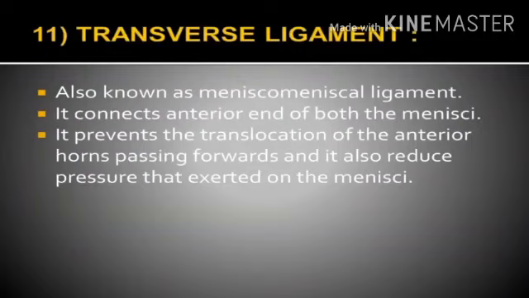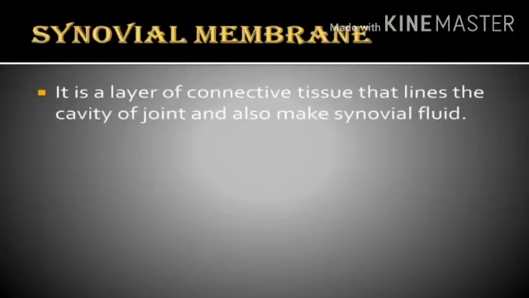Transverse ligament, as the name says, lies transversely. It is also known as the menisco-meniscal ligament because it connects the two menisci together. It connects the anterior ends of both menisci. It prevents the anterior horn from translocating forwards, and it also reduces pressure exerted on the menisci.